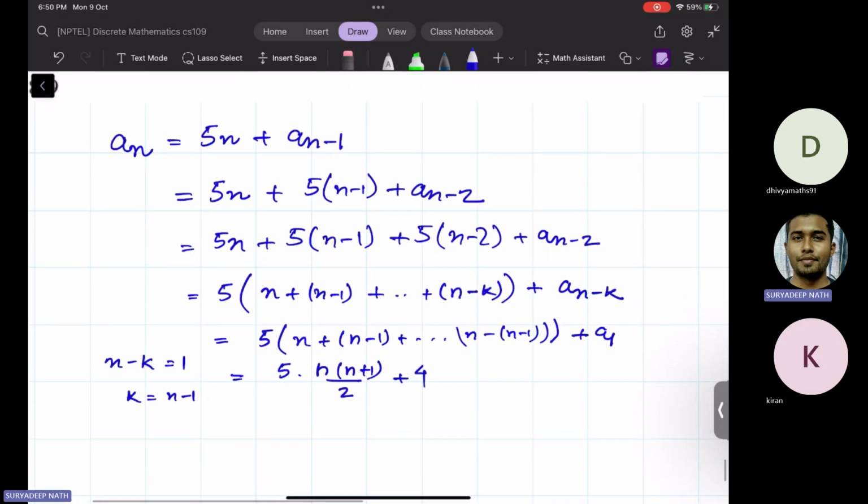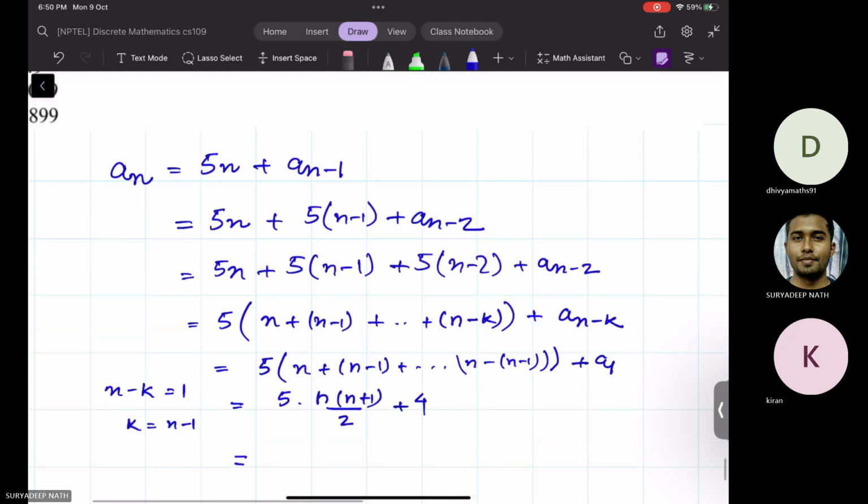Sorry. I made a mistake over here. It would be n minus 3, and this would be n minus k plus 1. So n minus k plus 1 is 1. So k is n minus 2. So it would go up to n minus 2.